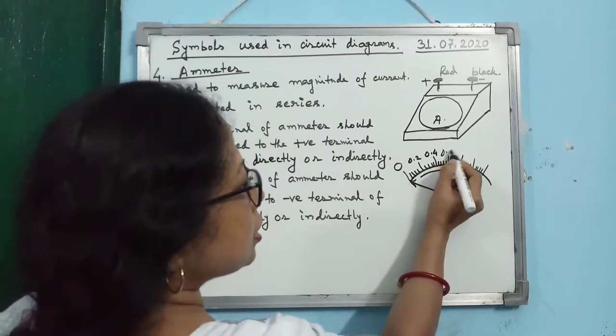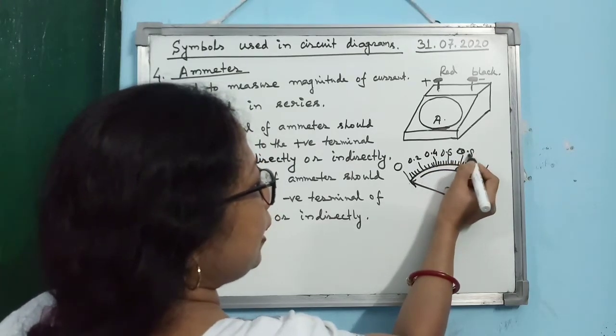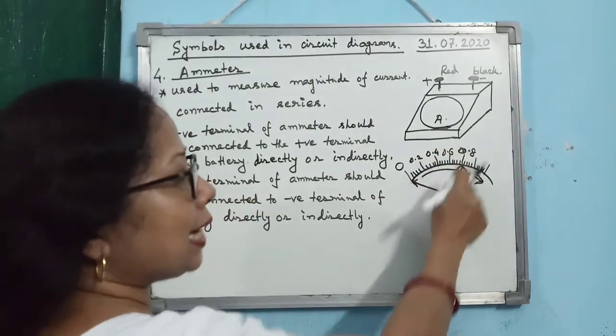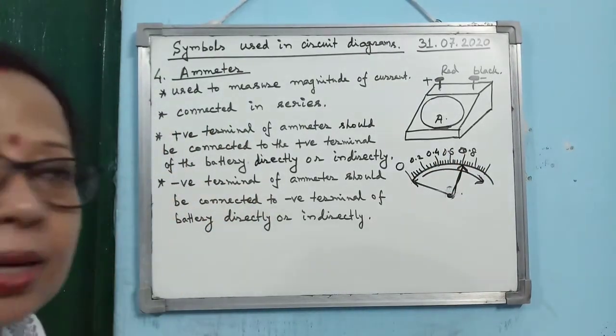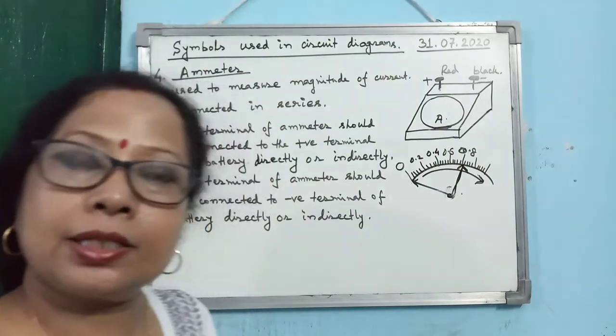Okay, so how much is it? This is 0.6, 0.8. So you see, it means that 0.8 ampere current is passing through the electric circuit.